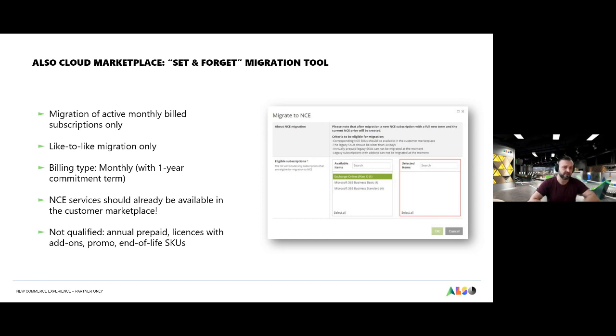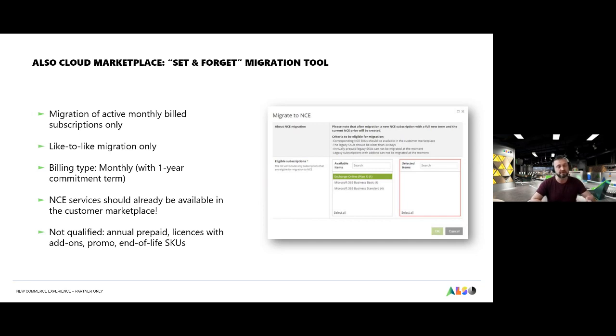Basically, you select it on the customer level, you press the button, and it shows you all available services that you have. We can only migrate monthly billed subscriptions from legacy, and we will enable you to migrate those to the same annual commit monthly billed subscriptions in new commerce, if there is an equivalent service available in your marketplace that you created. And when you press the OK button, everything will happen in the background. You don't have to worry about anything.